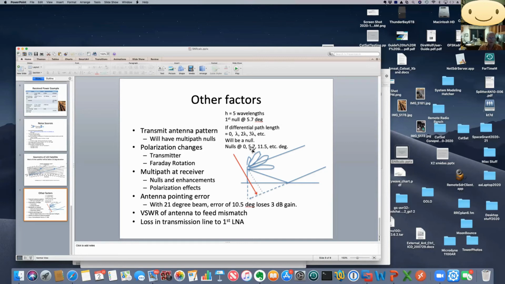And that calculates out to 5.7 degrees. So if you were trying to receive a satellite, and then there'll be the second null, and it'll be 11.5 degrees, and etc. So what'll happen is you'll get an enhancement in between this where they sum together. So if you take two voltages and sum them together, the voltages are a factor of 2 stronger. But what that means is the power is voltage squared by Ohm's law. So you get a 6 dB enhancement at the peak right there.